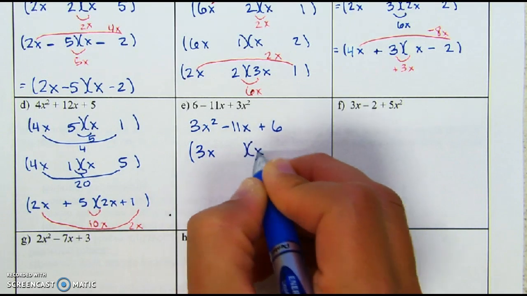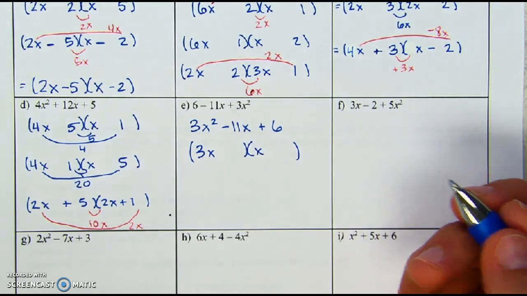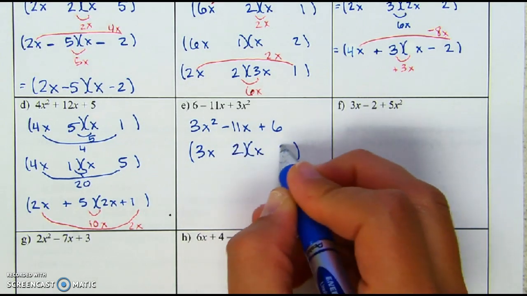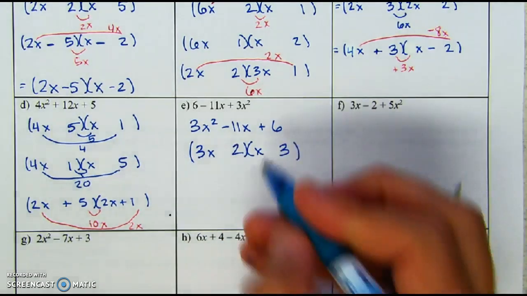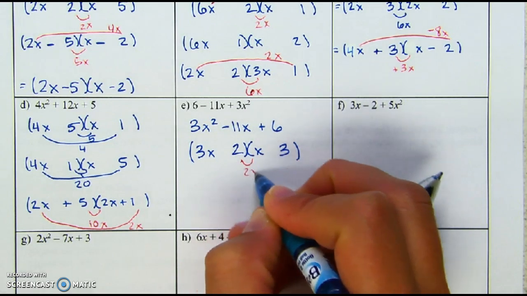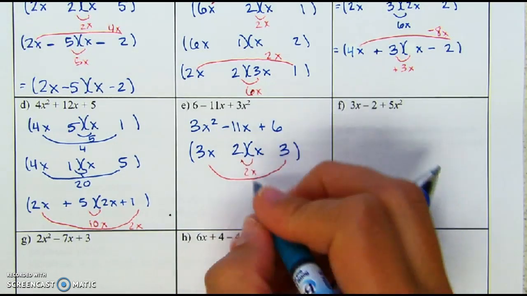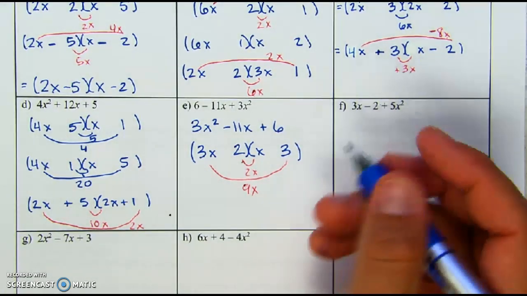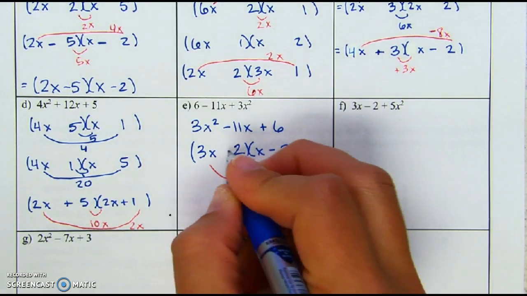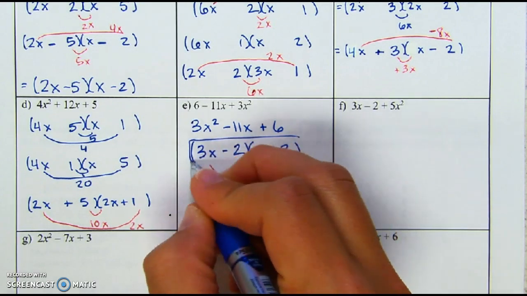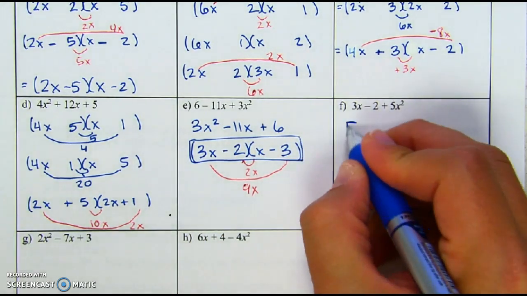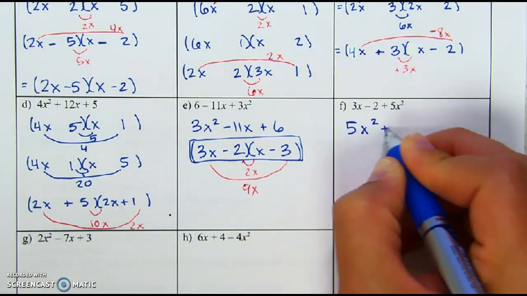3x times x, and then what multiplies to get 6? 2 times 3. Let's do 2 times 3. Okay, what do you think? 2x. Hey, guess what? We got it on the first try. Does that ever happen? Yeah, it actually does. It actually happens quite a bit. So this is our answer here. I am going fast. If you feel like, golly gee gosh, she's going fast, I am.